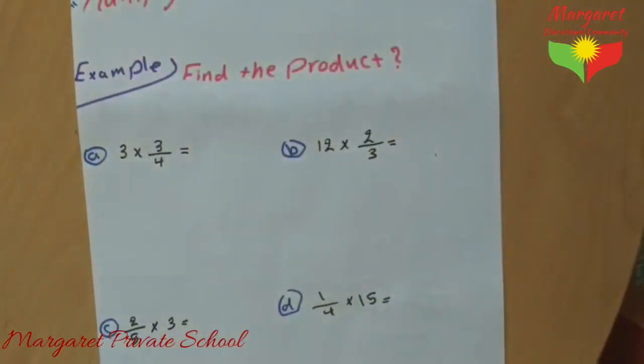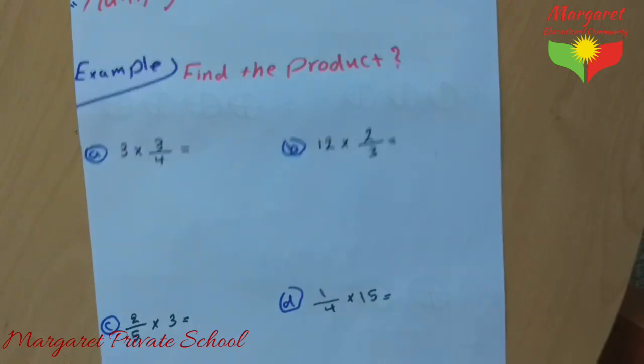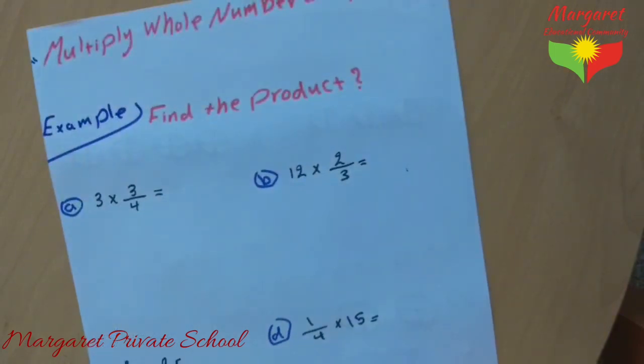If you all remember from the previous lesson we talked about adding two fractions. To add two fractions you must have the same denominator. To add or subtract fractions or mixed numbers you must have the same denominator.